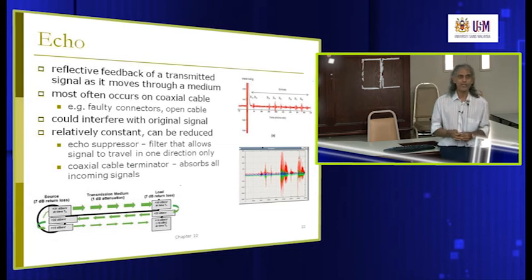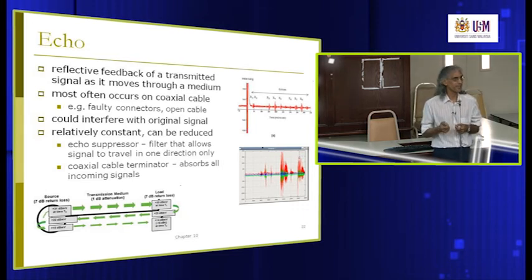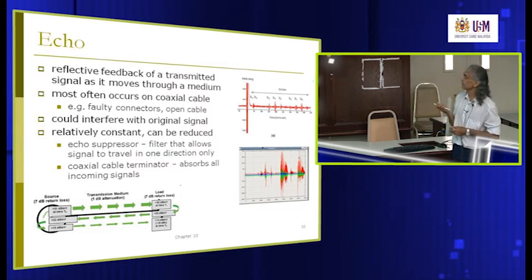There's another type of noise, so-called echo. Echo is basically when a signal is reflected back into the media again. So for example, this sender is sending data to this receiver. The signal goes here. Then at the end, the signal also reflects back. It bounces back at a lower level, at a lower signal strength. Then it comes here, bounces back again. So the same signal travels multiple times, bouncing back and forth between the sender and receiver. So we call it the reflective feedback of a transmitted signal as it moves through a medium. And it mostly happens in coaxial cables.